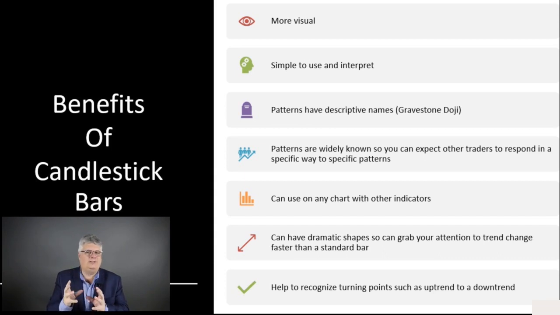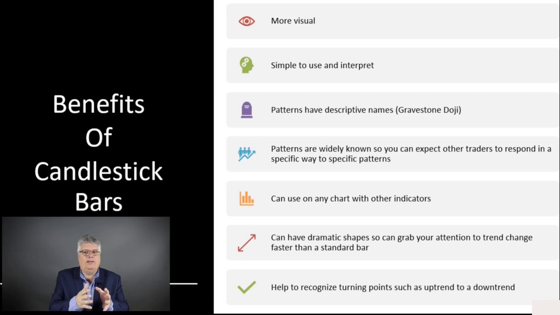You can look at a candlestick and say, I know exactly what's going on just by glancing at it for a second as you get used to them. So they're simple to use and interpret. Patterns have some descriptive names, which are kind of fun and easier to remember, like a gravestone doji. So we'll learn about those and how to represent these patterns that are really good patterns for us to trade around. And the patterns are widely known, so you can expect other traders to respond in specific ways to specific patterns, which is a good thing.